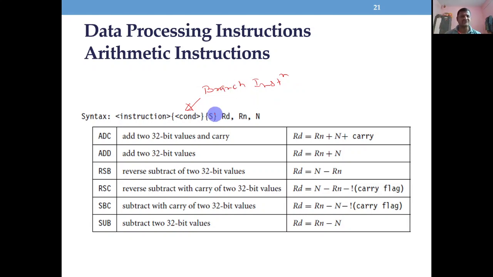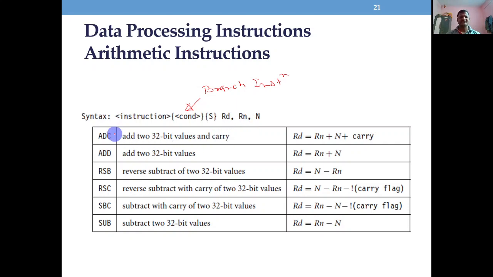The S suffix is to update your CPSR flag bits. If you want to update them, you have to append the S suffix. There are a few more conditional branch instruction suffixes, which we only briefly discussed in the first module. Even in this module, I just repeat the same thing. Rd is the destination, Rn is a source, and Operand2 is another source also. We can use either two sources or three, depending on how many operands there are.